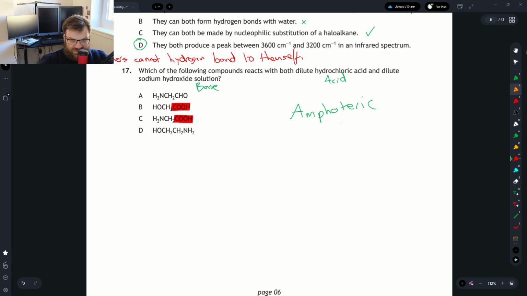On the other side, we're looking for something that's basic. So amine group would be basic in nature. So that one there, and that one there. And then I'm just ignoring your aldehydes, alcohol groups, your carbonyls, and your hydroxyl groups. And that leaves us with C being the correct answer for number 17.